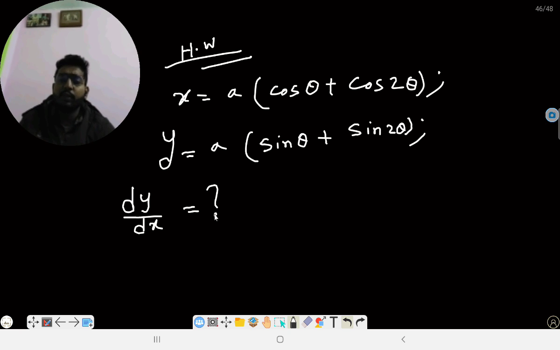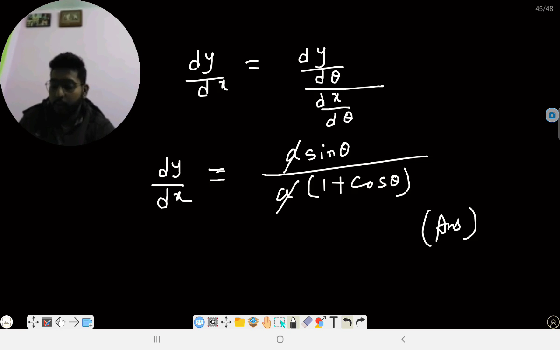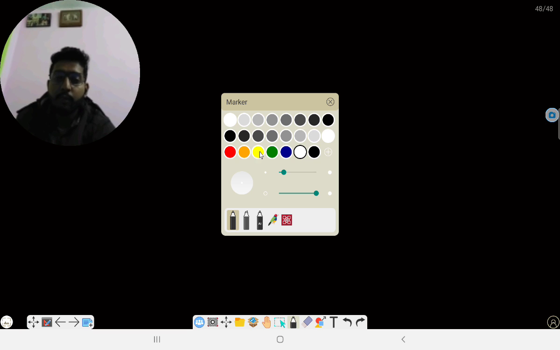The same thing: x is given, y is given, and we have to find dx/d theta, then dy/d theta, then use the same thing as we have done here. We can find the value of dy/dx. Now the next question is question number 9. So we'll solve question number 9 here.